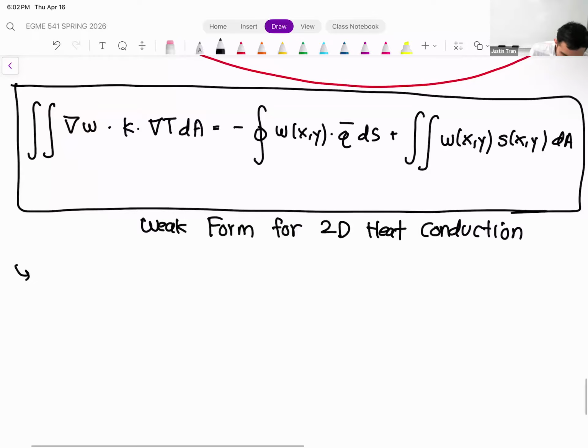So I should have mentioned this earlier, but our weighting function here has the same requirements as our weighting function from 1D. So one of the major requirements on the weighting function is that at the locations where our Dirichlet boundary conditions are applied, our weighting function is required to have a value of 0.